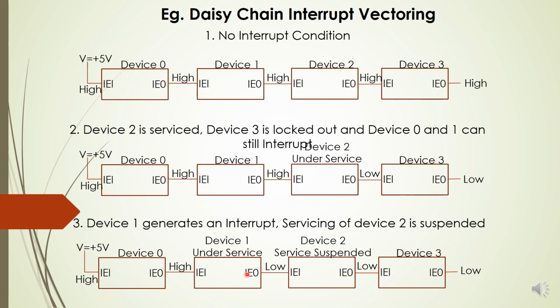While this is under service, the one which was interrupted just before device 1, which is device 2, will be suspended for a while. Hence both the signals will be low, IEI will be low and IEO is also low. So here we can understand that 2 devices are raising a request; however, the highest priority one will be serviced first.